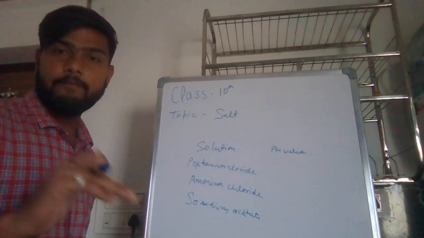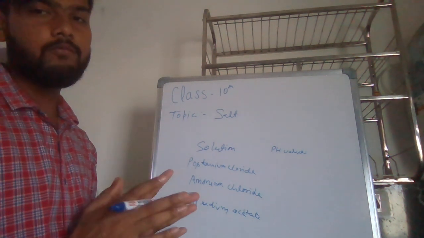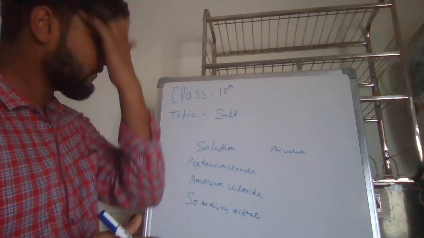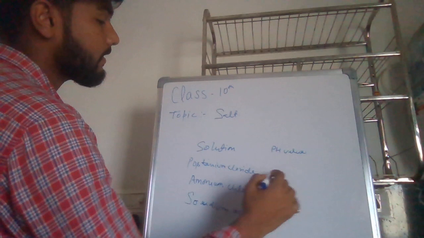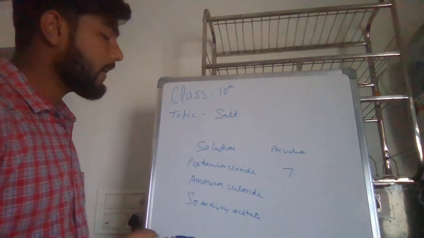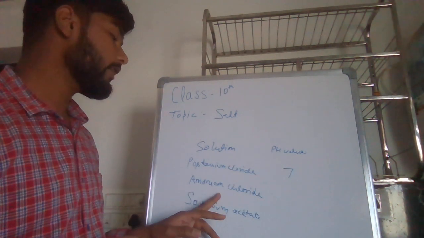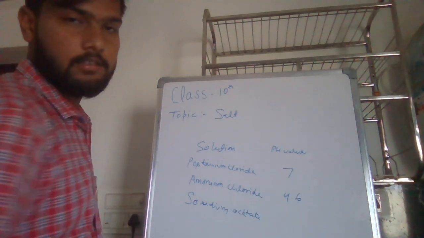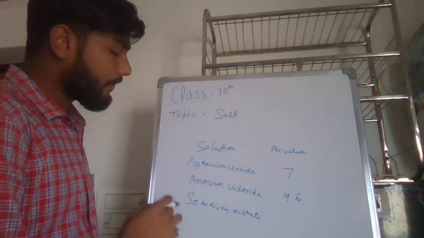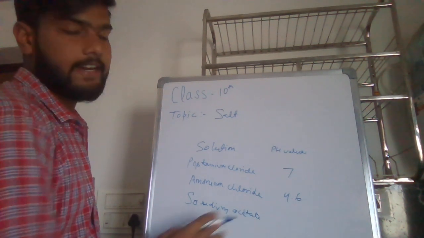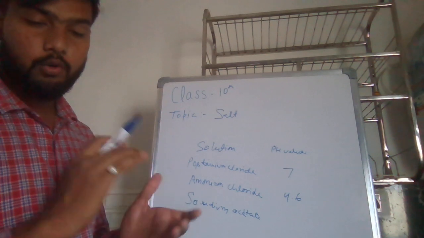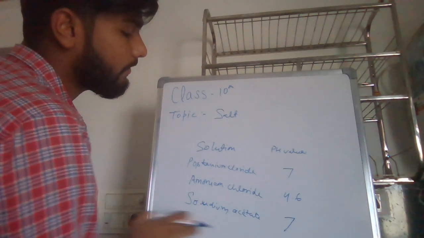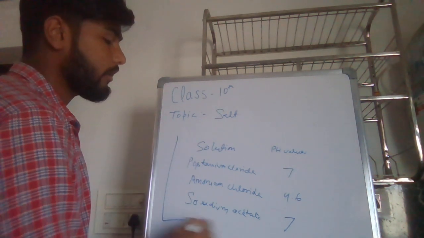Have you found the pH value of potassium chloride? As we know, the pH value of potassium chloride will be 7. After that, the ammonium chloride pH value will be 4.6. Yes, very good. After that, the solution of sodium acetate, what will be its pH value? This will be 7. Okay, 7 will be the pH value of sodium acetate.